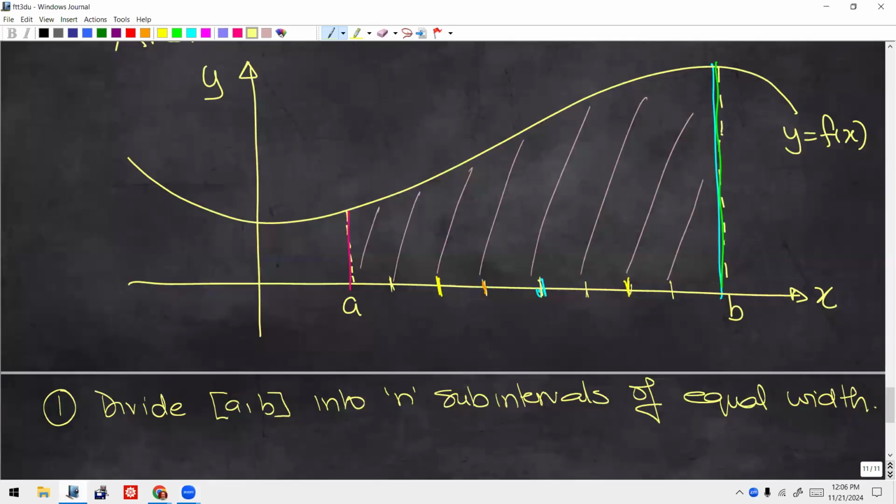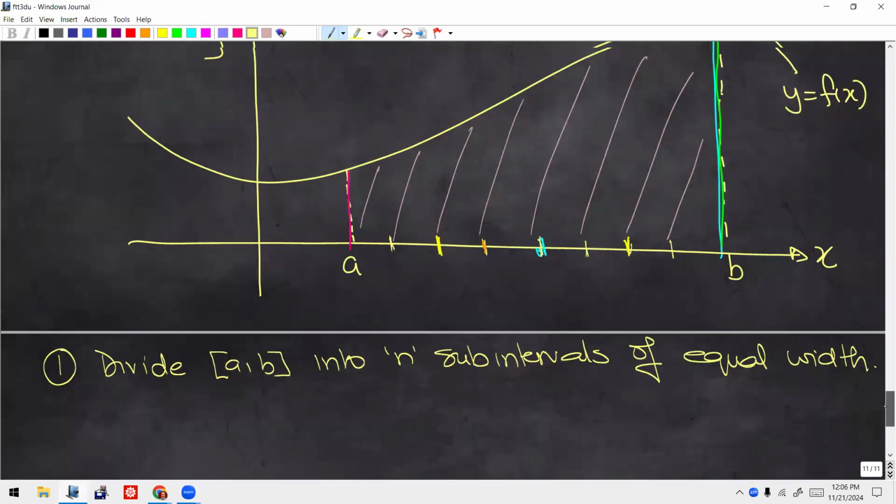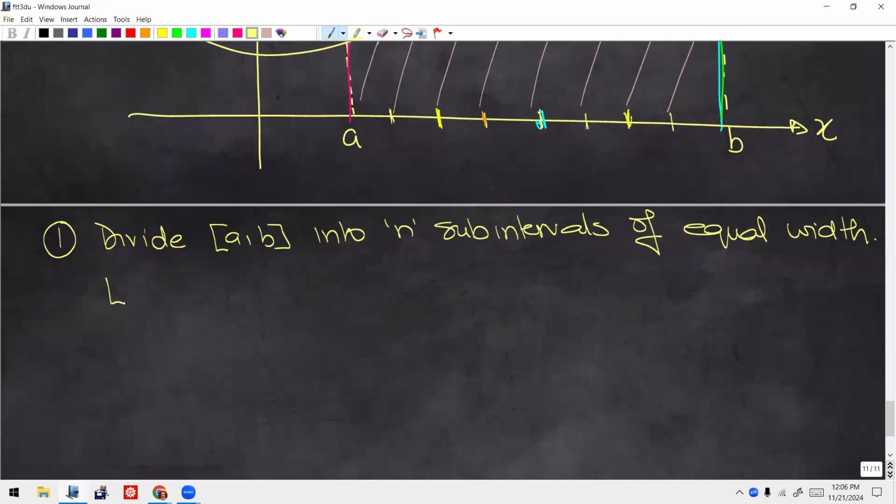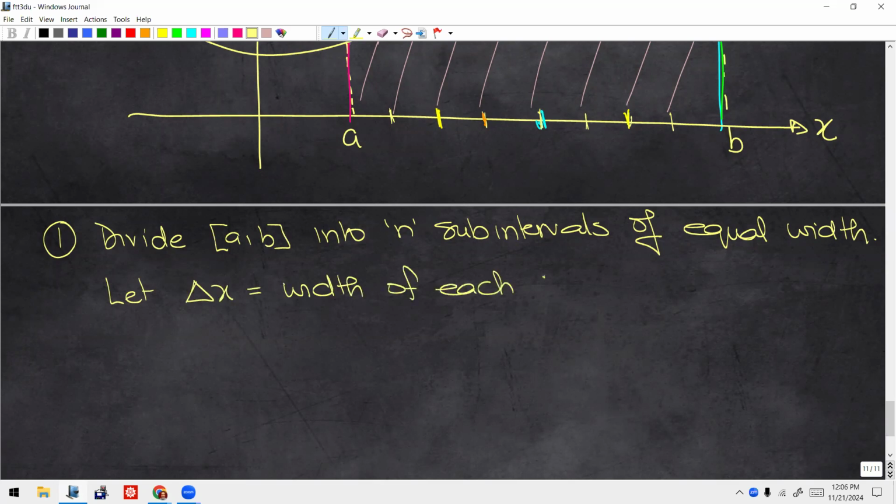So the first thing we're going to do is divide into n intervals. Now we have to find the width of each interval. So we're going to let delta x equal the width of each subinterval. And remember, we made all the subintervals the same, so we'll call it delta x.